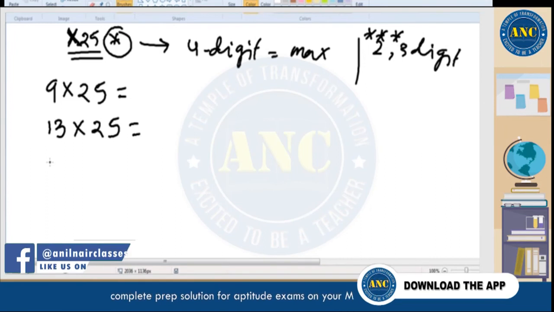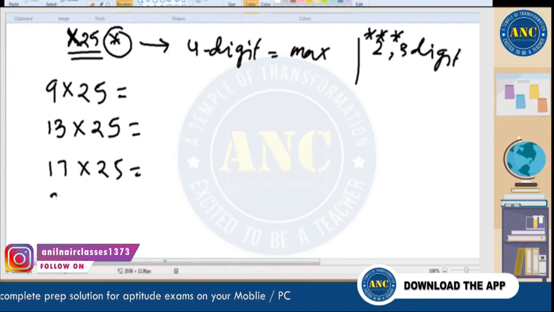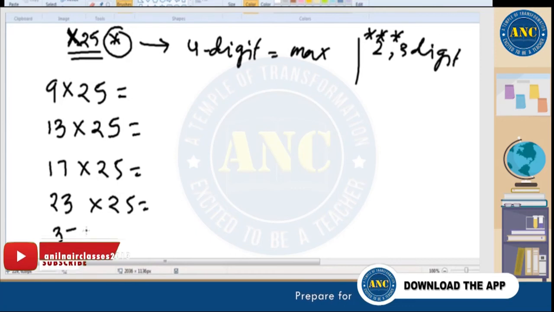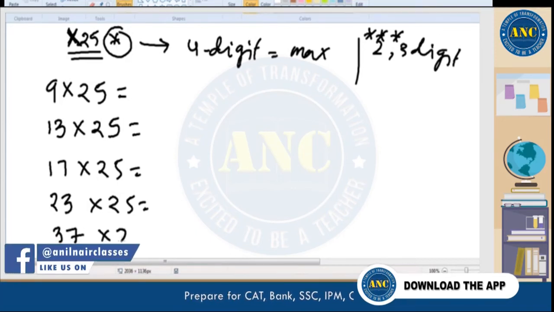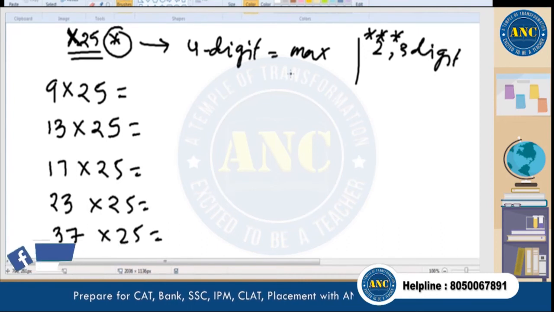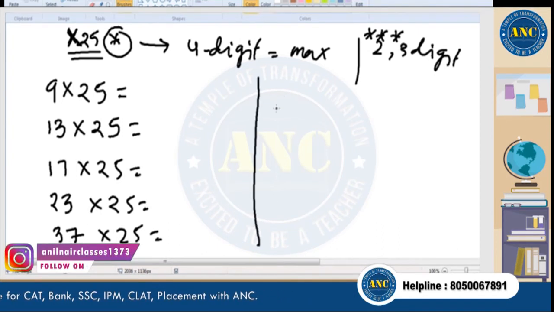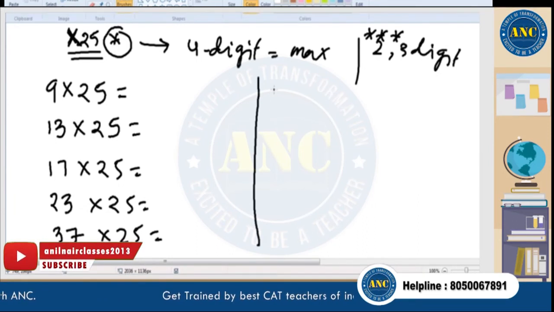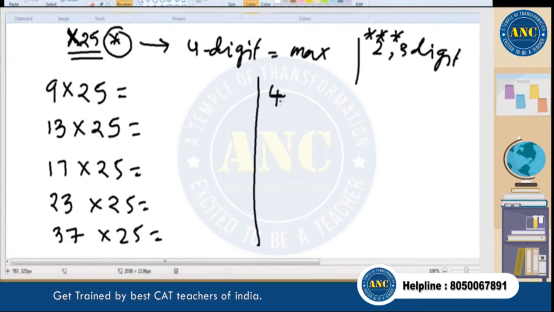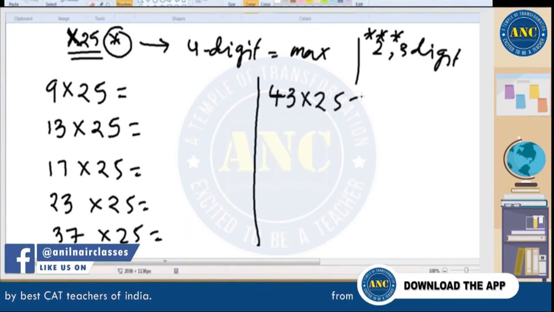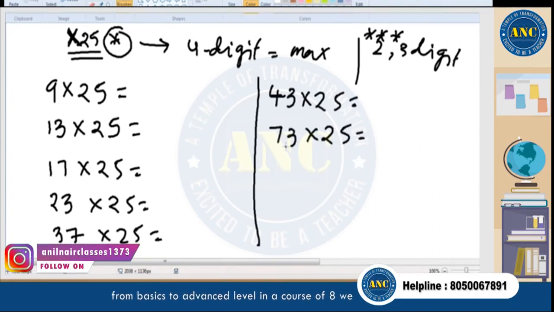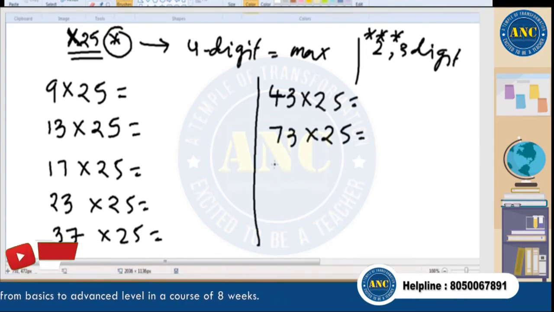13 into 25. Let it be 17 into 25, 23 into 25, and next 37 into 25. I am giving most of the 2 digit numbers first because in examination point of view 2 digit into 25 is the most important thing in the way of calculations. Okay, I'll just increase the level. 43 into 25. Now you can ask me anything, sir. Now any number into 25, I can answer the question now.